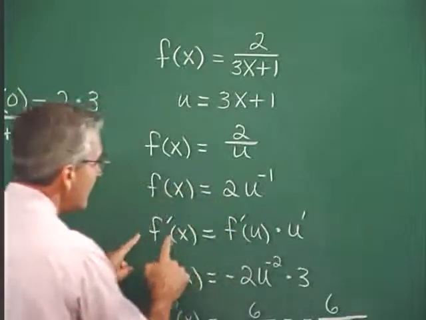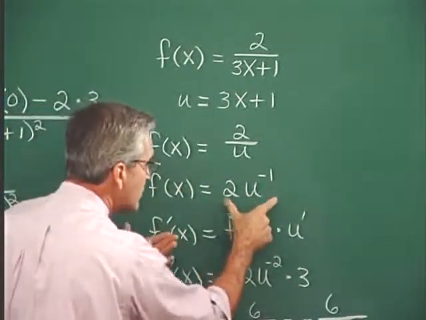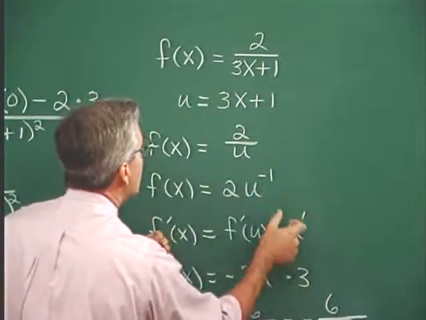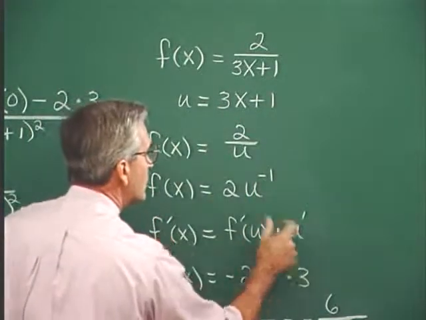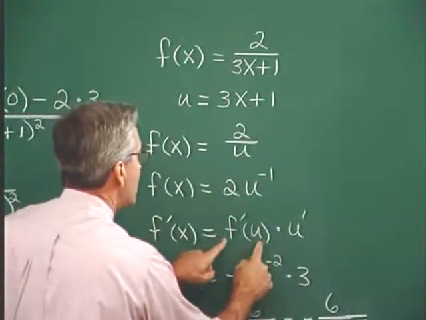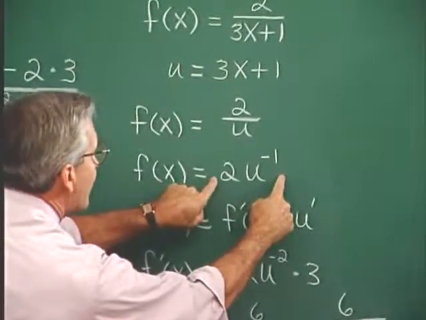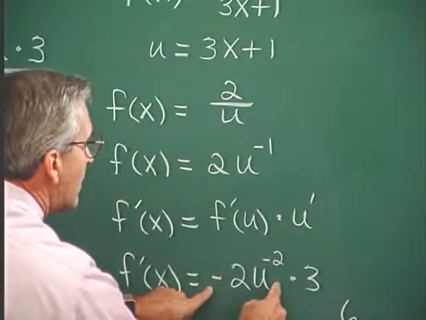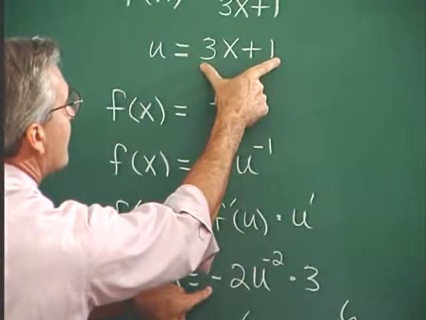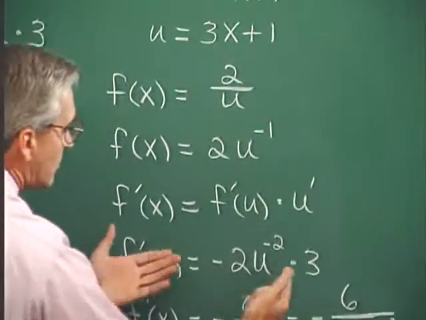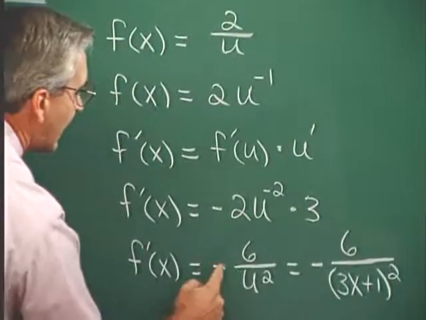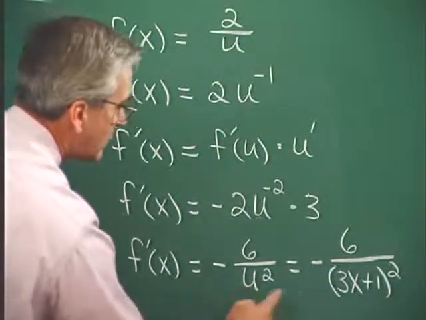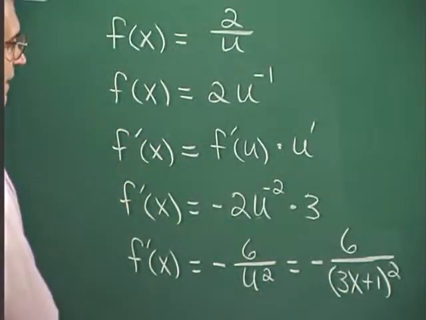Okay, our derivative is the derivative of this, with respect to the u, and then it's u prime. So it's f prime of u, which is the derivative of this. So it's negative 1 times 2, that's negative 2u to the negative 2. And then the u prime is the derivative of this, which is 3. And now let the smoke clear on this, and we have, let's see, negative 2 times 3 is negative 6, and the u to the negative 2 kicks that downstairs, and the u was the binomial 3x plus 1, so 3x plus 1 squared, as we found earlier.